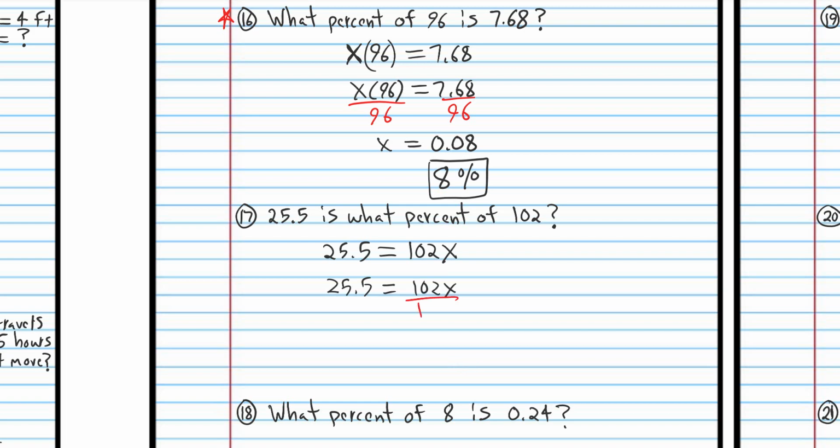All right, so divide both sides by 102. And x is equal to, get out the calculator, 25.5 divided by 102 is equal to 0.25. So now we have to change that decimal to a percent. So we move it 2 places to the right, and the final answer, the percent that we're looking for, is 25%. And rectangle that.